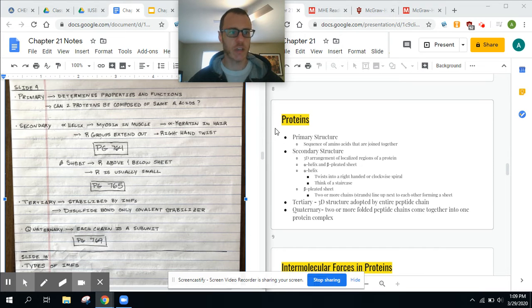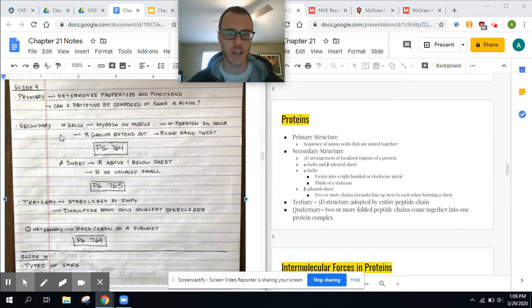Okay, guys, now we're going to look at the structure of proteins, all right? And you can kind of read this, and it's the same thing I have written over here. There's nothing too crazy. Primary structure, this determines properties and functions. Can two proteins be composed of the same amino acid? The answer is yes. Remember, order is important.